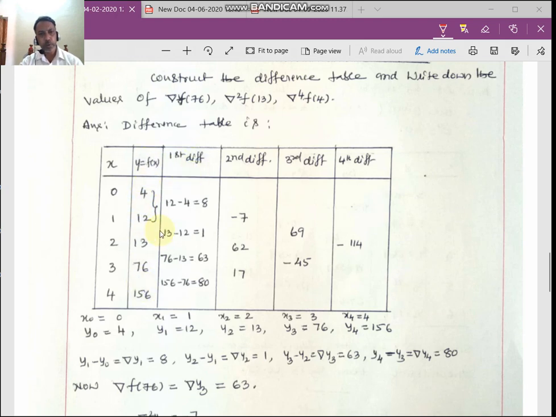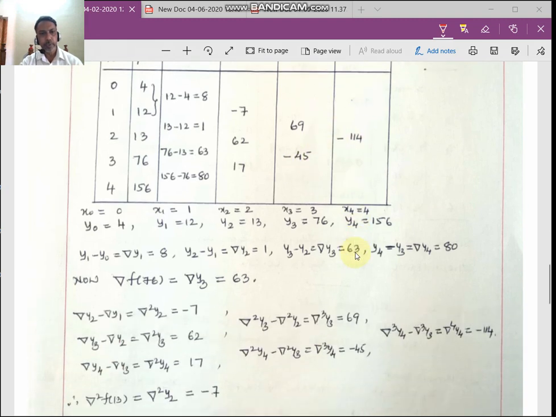And in the first difference, 12 minus 4 gives Δy0, 13 minus 12 is 1, 76 minus 13 is 63, 156 minus 76 is 80. So these are first differences or first order differences. Similarly, second order differences are obtained from 1 minus 8 is minus 7, 63 minus 1 is 62, 80 minus 63 is 17. And in the same manner, the third difference column values and fourth difference column values.